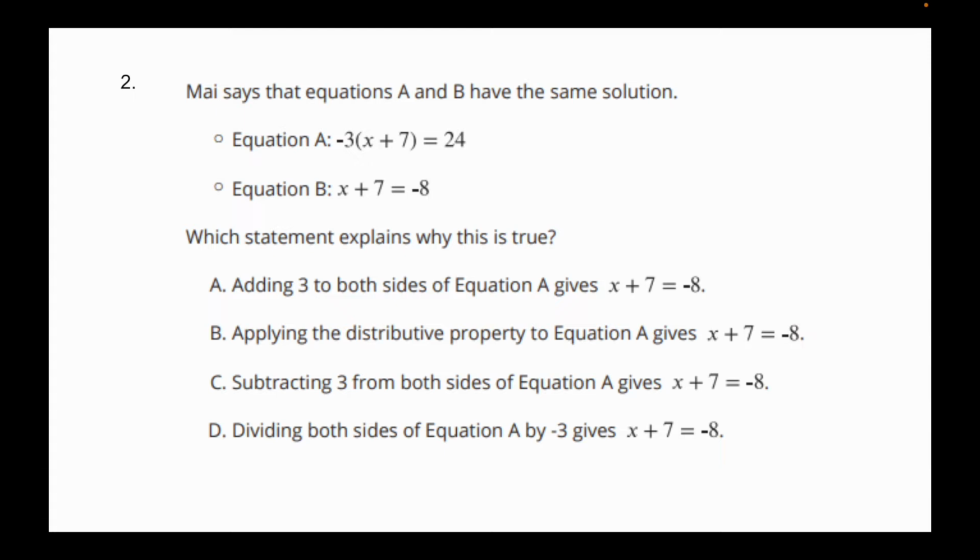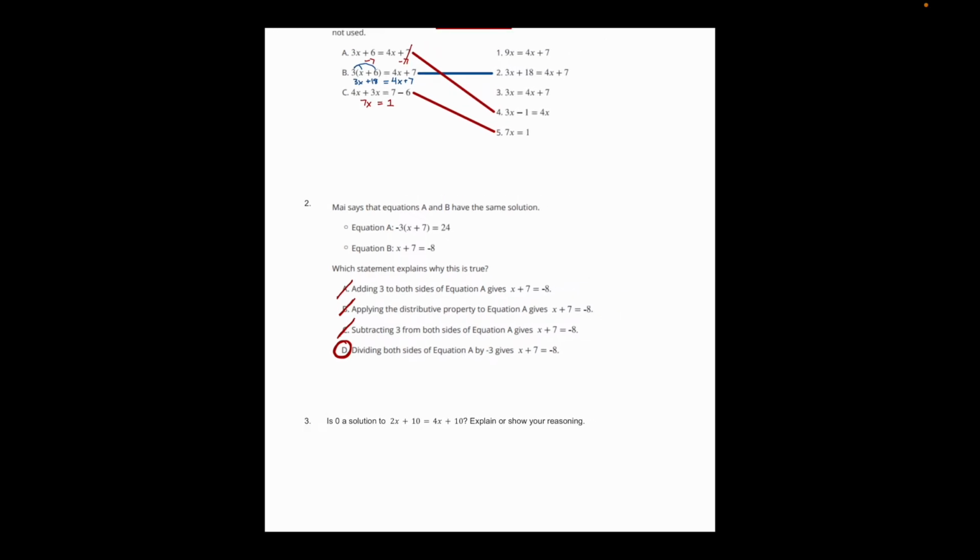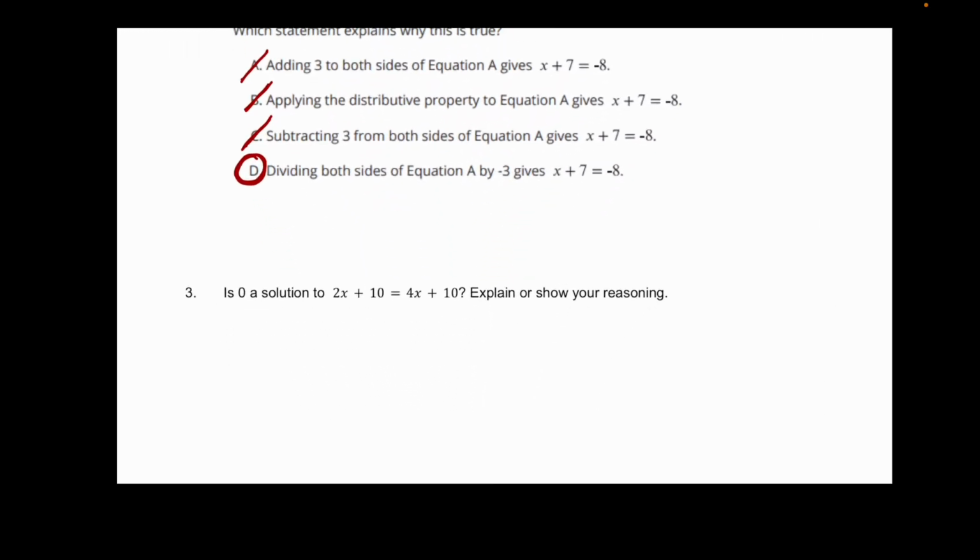So let's look at our options. Adding 3 to both sides gives that? Nope, it was not adding. If I applied the distributive property, that might seem like what we should do, but it does not give that answer. We did not subtract both sides. We divided both sides by -3 to get that answer. That's it for question 2, just identifying what kind of step they were doing.